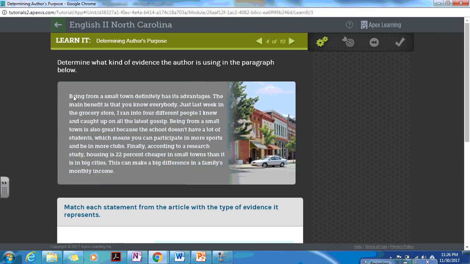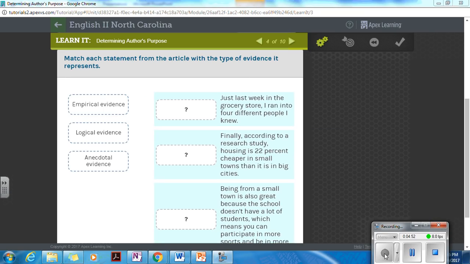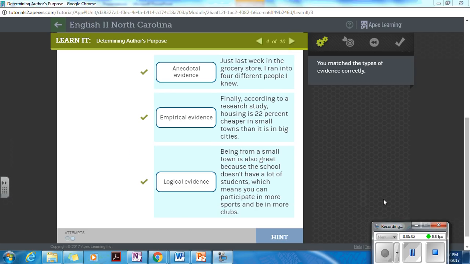So let's look at this text right here. It says, determine what kind of evidence the author is using in this paragraph below. So go ahead and pause me and read the text. Now that you've had a chance to read the text, go ahead and match each statement from the article with the type of evidence it represents. How'd you do? If you have these three in the correct spot, you're right on the money.